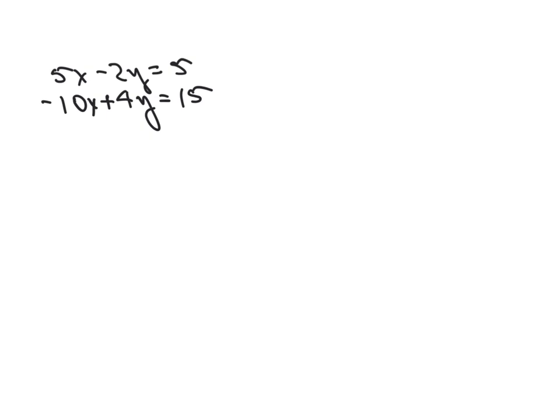So in order to do this, I need either this 5 to be a 10 so that I can add these, or this 2 to be a 4 so I can add these. Does not matter which one. Let's just do the x here because it's there. So we're going to multiply this whole thing by 2. So that gives me 10x minus 4y equals 10. And the bottom will stay the same.